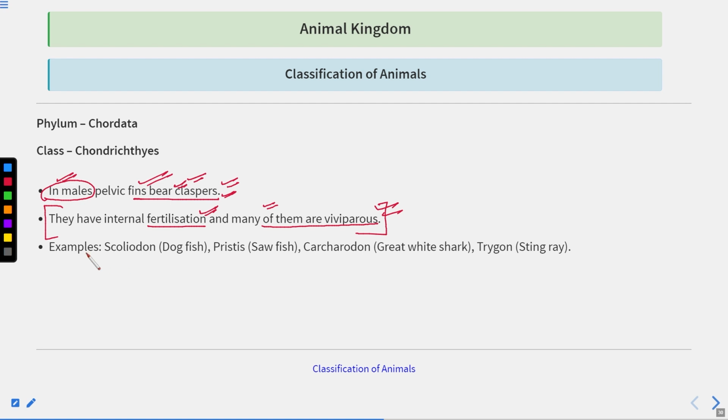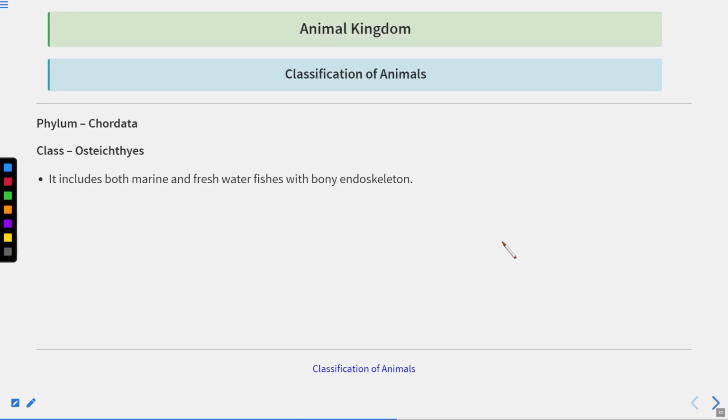Now, if we talk about the examples, then Scoliodon, that is known as dogfish, Pristis, sawfish, Carcharodon, that is the great white shark, and Trygon, stingray. So these are some of the very famous examples of the chondrichthyes.